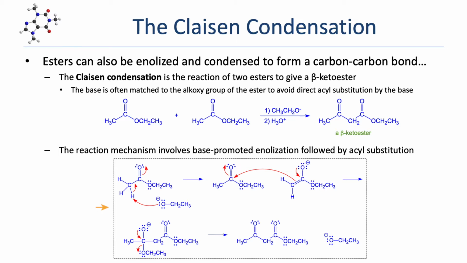In the first step, the base removes an alpha proton from the carbonyl. In the second step, the resulting enolate attacks the unenolized ester, initiating an acyl substitution. In the last step, the carbonyl pi bond is reformed and the alkoxide expelled to give the final product.